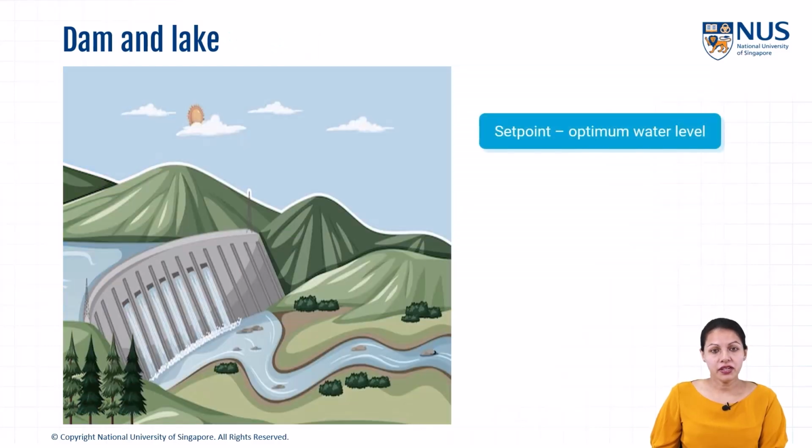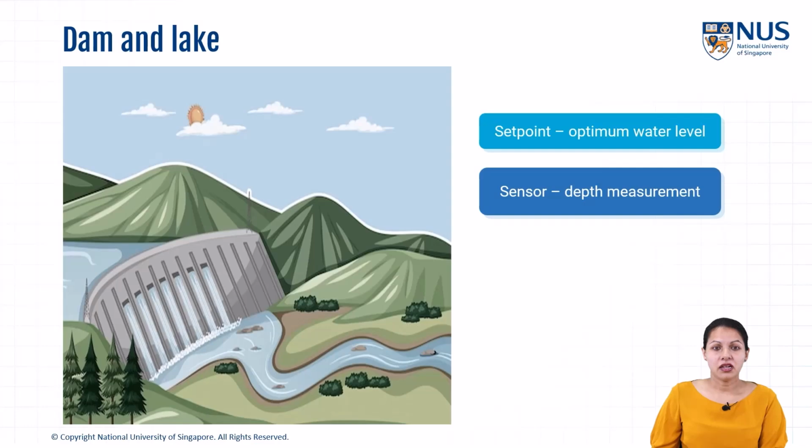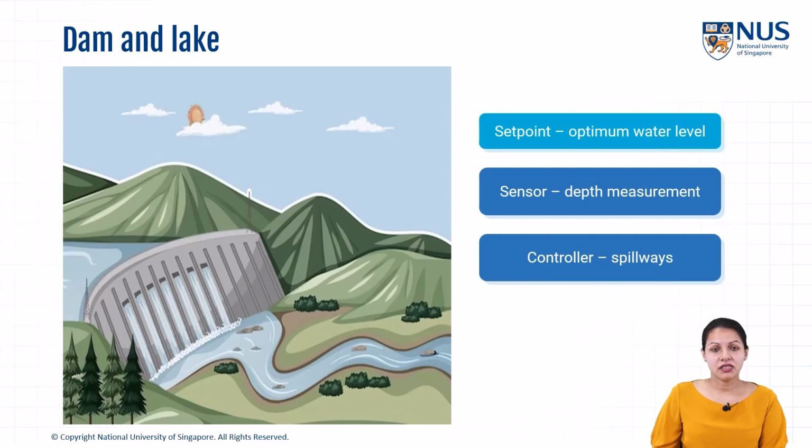So, the set point here is the optimum water level, and changes to the set point, or the water level, are detected by depth measurement. So, there are indicators which will measure the depth of the water in the lake. So, when there are changes to the water level, it sends signals to the spillways. So, spillways are the controller here. Input by the river or by the rain or the evaporative losses cannot be controlled. So, what we can control is the dam outflow.